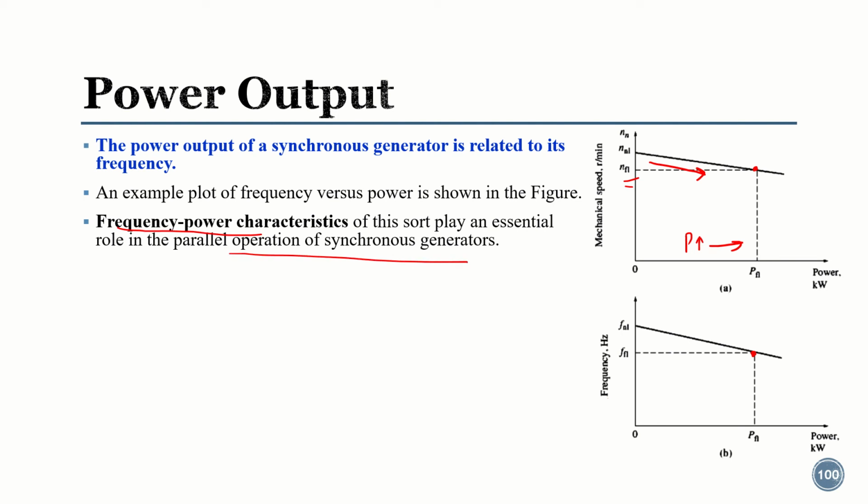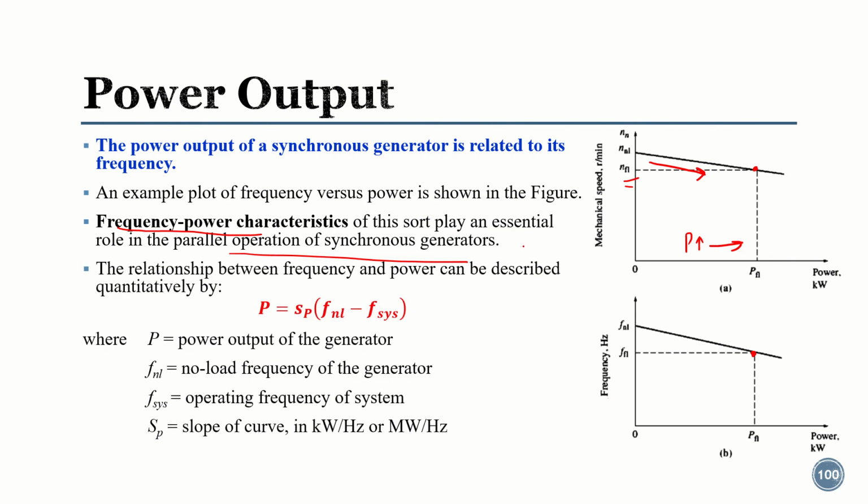Based on this, we can write a very important expression: the relationship between frequency and power can be represented by this formula. This is a very important formula for the parallel operation of synchronous generators. Here we have the no load frequency and the system frequency, that is, what the change in the system frequency is when you attach a load or the power requirement increases or decreases.